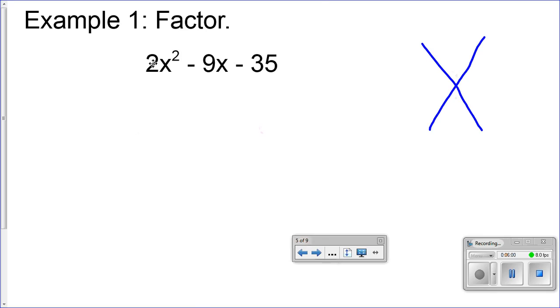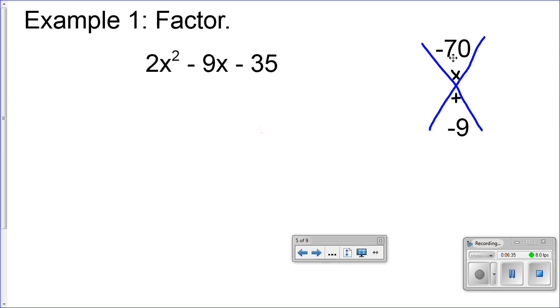We're trying to figure out something that multiplies up to the a, which is the 2, and negative 35. So we multiply the 2 and the negative 35 together. We need something that multiplies up to that, and we also need something that adds up to negative 9. Trying to fill in this x is probably the most tedious part because it's not something that's going to come to you automatically. You really need to think about it. So something that adds up to negative 9 but multiplies up to negative 70.